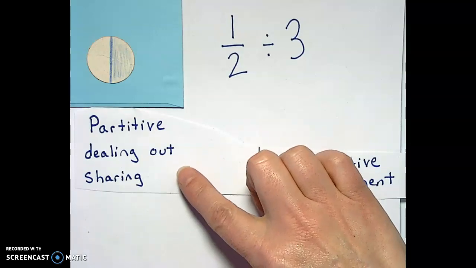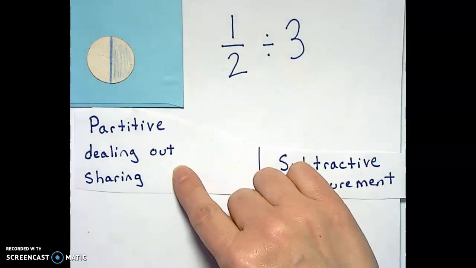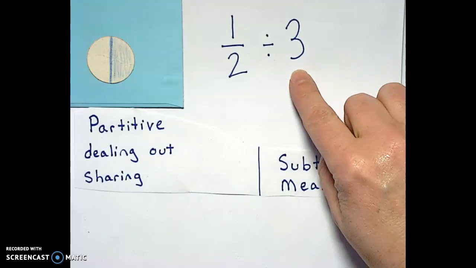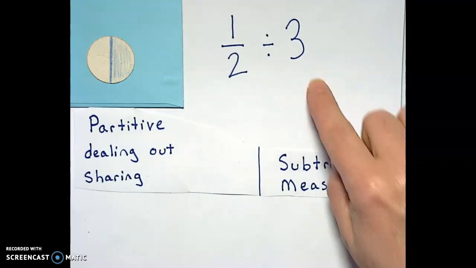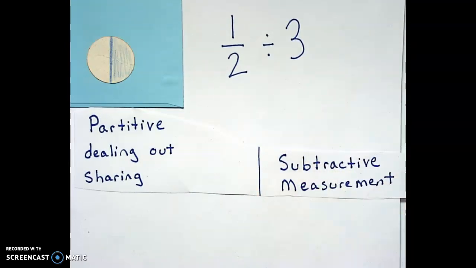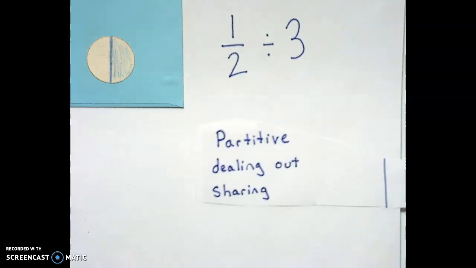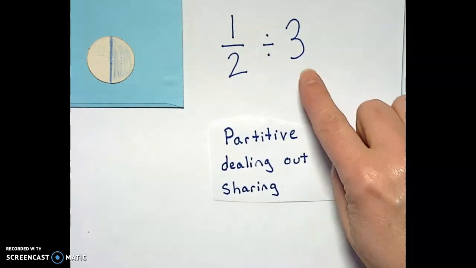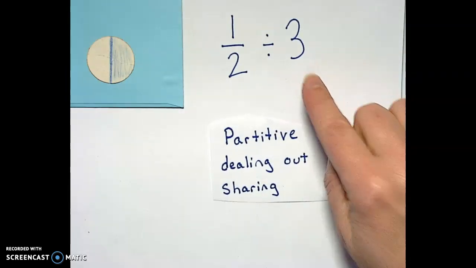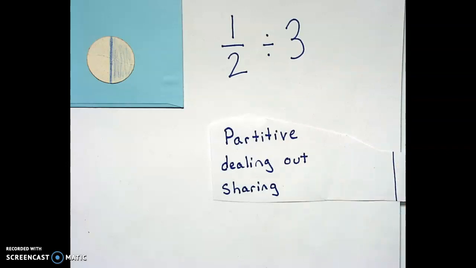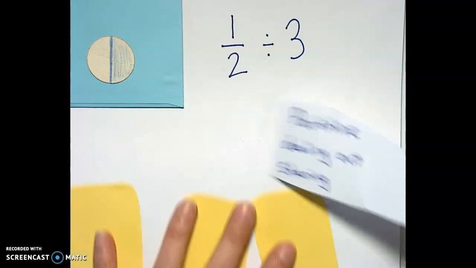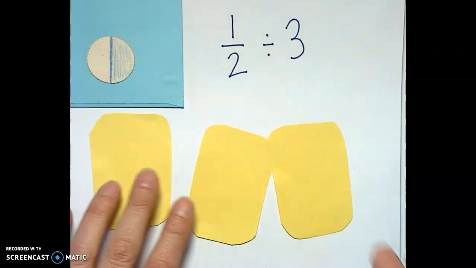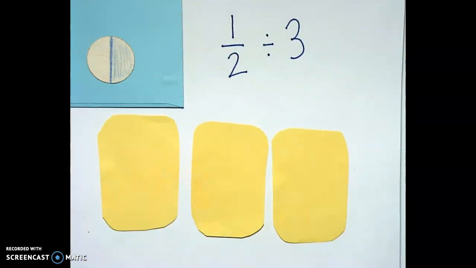Did you decide which one would work? Are we going to take this half of a pizza and share it evenly amongst 3 people, or are we going to take away 3 multiple times from the 1/2? I'm assuming most of you have come up with partitive, or dealing out or sharing, because it's impossible to take 3 away from a half even once, so we can't do the subtractive technique. So we're going to do the partitive, dealing out or sharing technique.